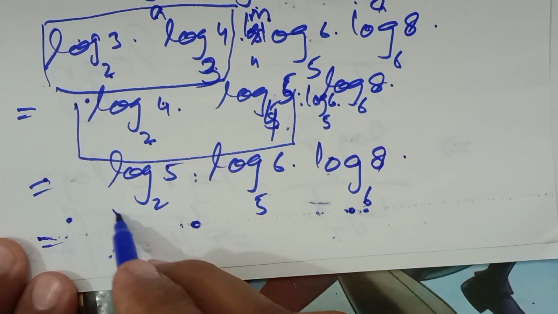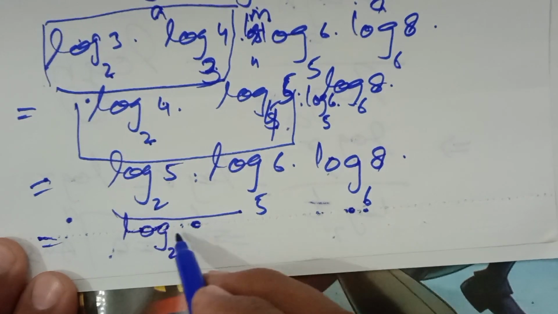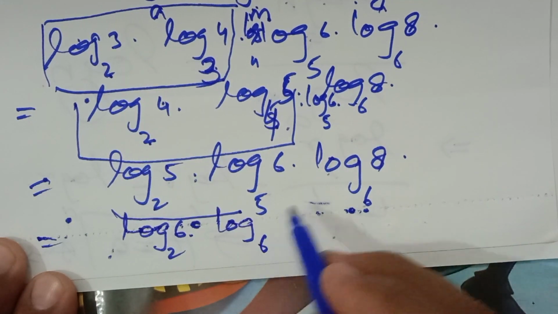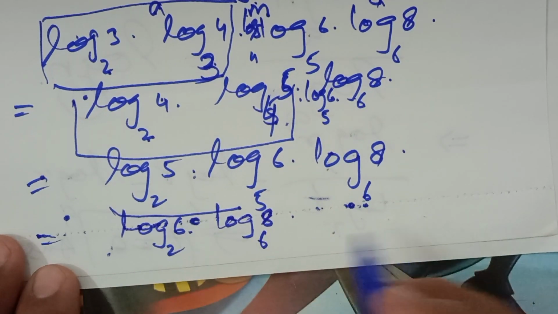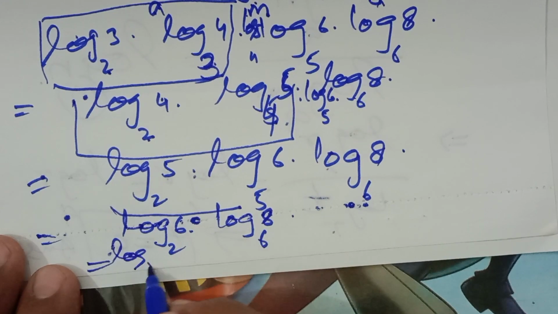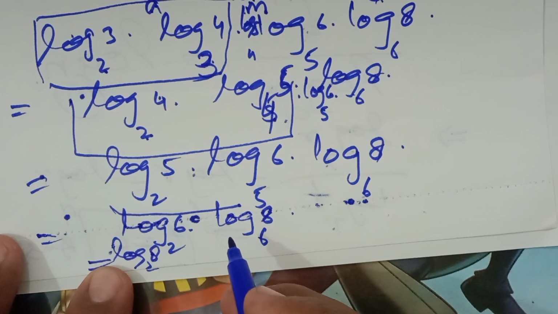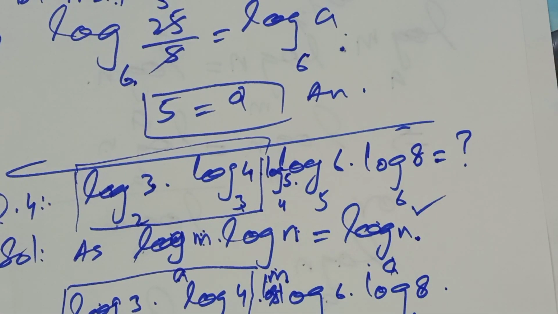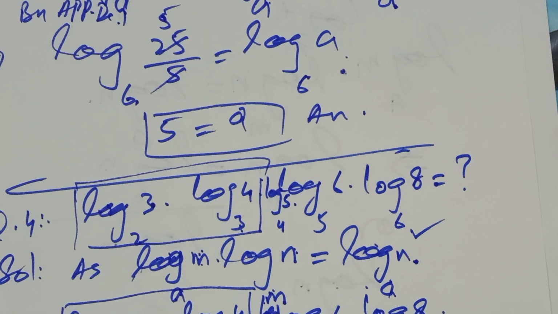So here, once again, as a single, 5 and 5 will cancel. So we get log with base 2 of 6, and log with base 6 of 8. Once again, 6 and 6 will cancel. So we will get log with base 2 of 8. These are the last steps, which is the end of this exercise.